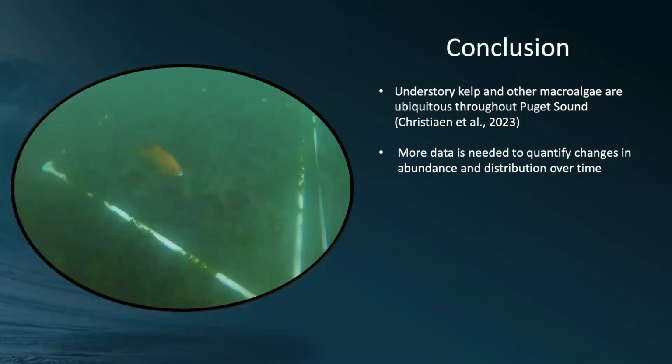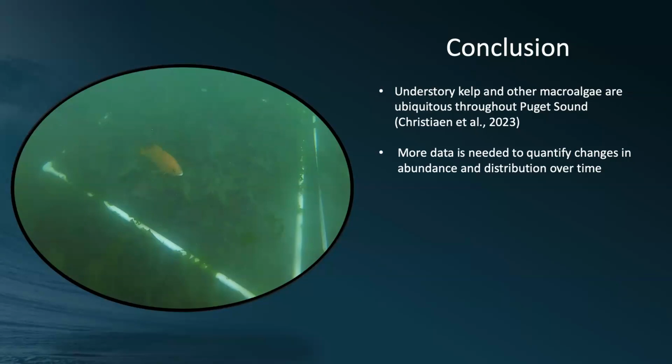Now to conclude, understory kelp and other macroalgae: a recent survey done by DNR's Marine Vegetation Survey suggests understory kelp are significantly abundant throughout Puget Sound, which is quite an amazing thing to learn about. And there's a lot of work that's coming into this. So in terms of overall cover, it's very similar to eelgrass. Although, you hear a lot about eelgrass, it's an incredibly important habitat type here in Puget Sound. So more data is needed to quantify those changes in abundance and distribution over time as far as understory kelp.